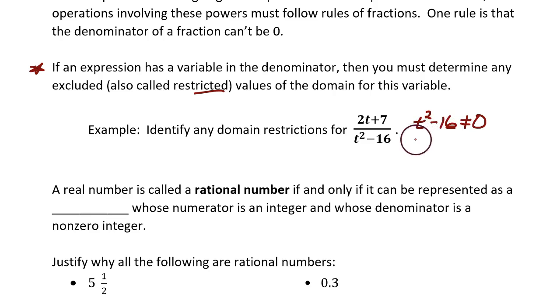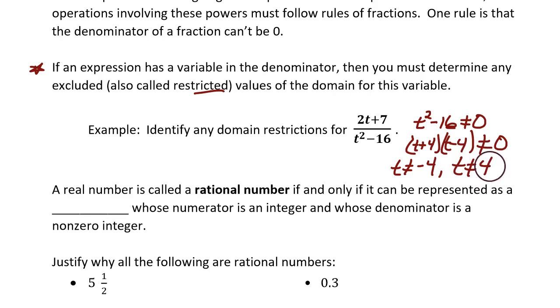T squared minus 16 is a difference of squares and can be factored as t plus 4 times t minus 4. Again, we don't want that to be 0. Then solve each factor for t. We find out that t cannot be negative 4 and t cannot be positive 4. Negative 4 and positive 4 are excluded values or restricted values.